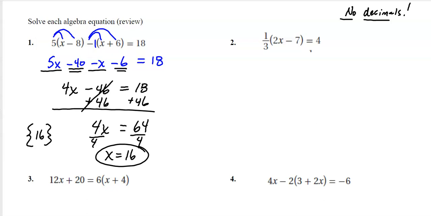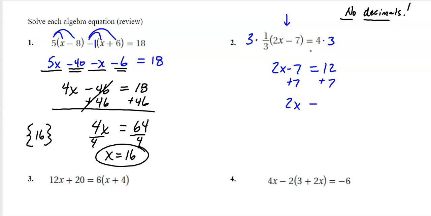I'm going to multiply both sides by 3. So I'm going to multiply this side by 3, and I'm going to multiply this side by 3. I don't have to multiply all this stuff in there because that 1/3 is already being taken care of. So I don't have to worry about that. So I distribute through, and instead of 1/3 of 2x minus 7, when I times it by 3, it ends up just being 2x minus 7. On the right-hand side, I get a 12. Now I'm going to add 7 to both sides.